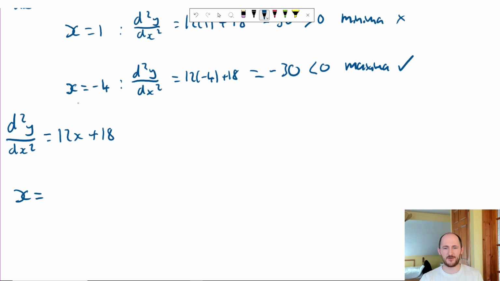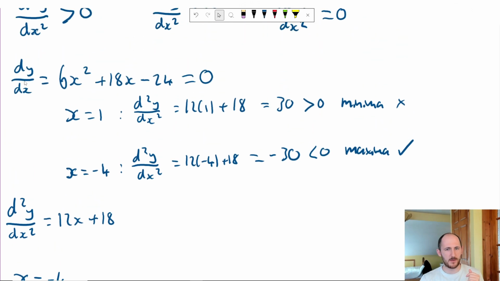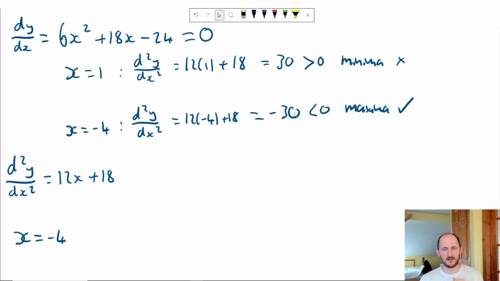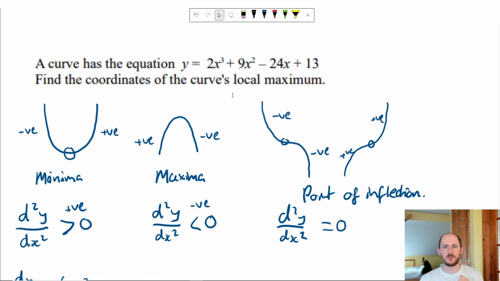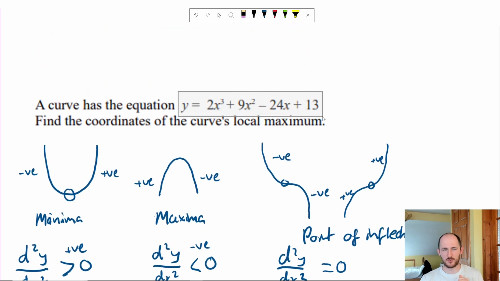Funnily enough, this is actually where students get very confused: finding the y coordinate. They're like, oh, do I sub it into dy by dx? No, because you'll get 0, right? That's the point. Do I sub it into d squared y by dx squared? We've already done that. That's not the y coordinate. You sub it into the original.